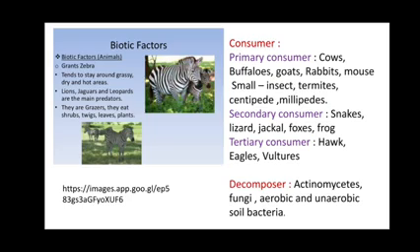Here the primary consumers are cows, buffaloes, goats, rabbits and mice. Among small organisms, there are small insects, termites, centipedes and millipedes. The secondary consumers are snakes, lizards, jackals, foxes and frogs. The tertiary consumers are eagles, vultures and hawks. Consumers totally depend on other organisms for their food. The decomposers are actinomycetes, fungi, and aerobic and anaerobic bacteria.